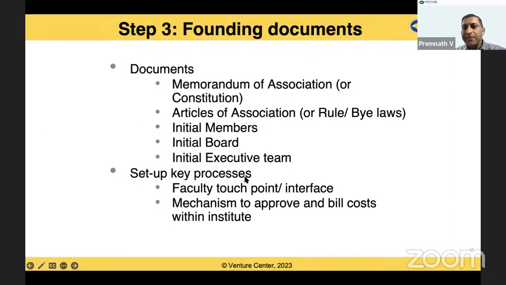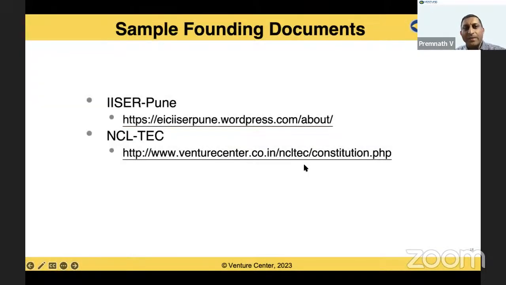And you need to set up a few key processes. One is, of course, your faculty touchpoint interface. So whenever you have a bill, whose signature you need, all that has to be clear, right? But also a mechanism to approve and bill costs within the institute. So you need to know what kind of purchase process to follow, how to bill things, all of that according to whatever is allowed by your institution. So these are some of the initial documents that are put together.